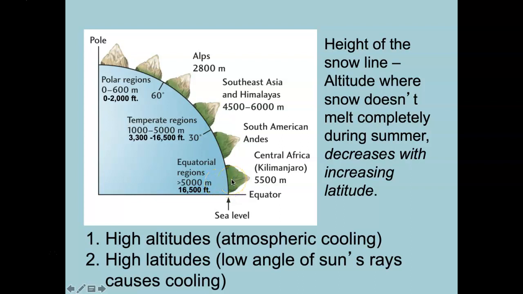That's because of the atmospheric cooling that happens as you get higher up into the mountains. So high altitude glaciers are because of atmospheric cooling, because of the elevation. High latitude polar glaciers are occurring because of the low angle that the sun rays hit the earth.